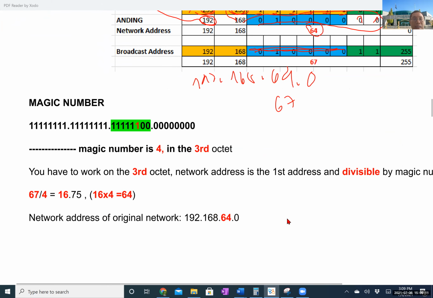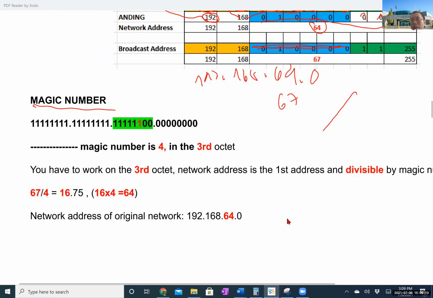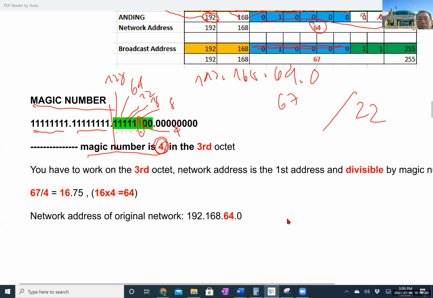Now, the second one, working the magic number. You know that this one is a slash 22, right? So we have the 8 bits here, 16, 17, 18, 19, 20, 21, 22. That is the magic number. So this one, you have 128 here, this one 64, this one 32, this one 16, this one 8, and this one 4. Yeah. So you see, the magic number is the number 4. It's the number 4, and in the third octet here. That's why you have to focus on the third octet.